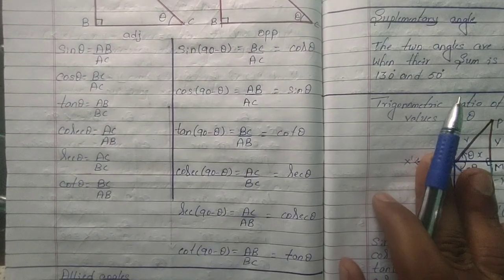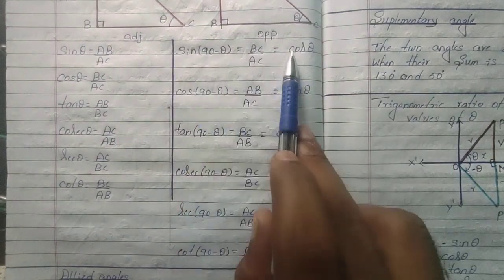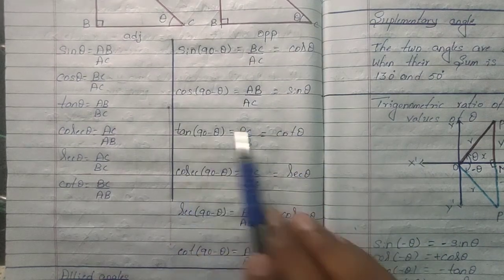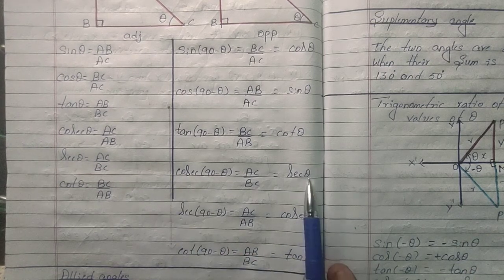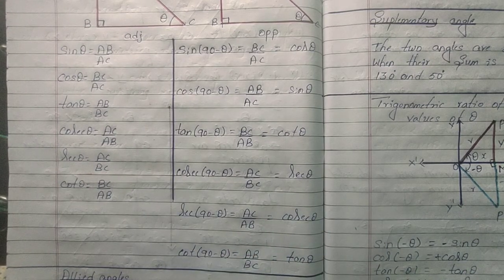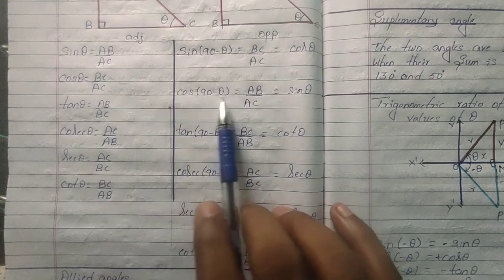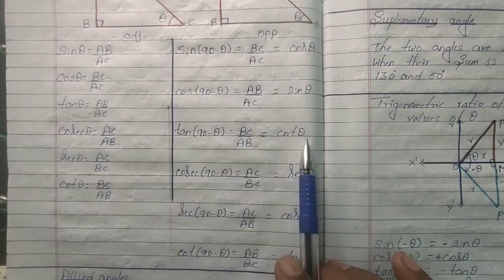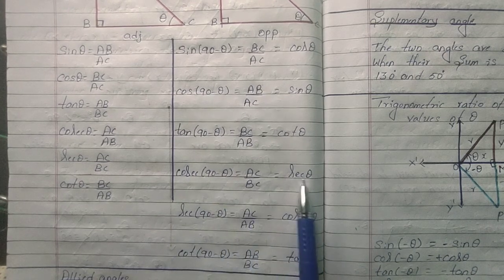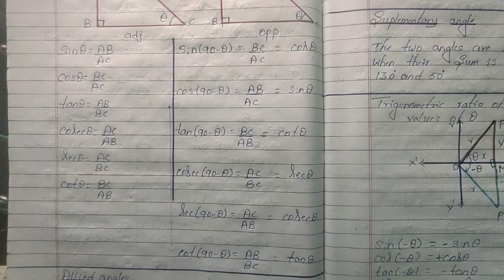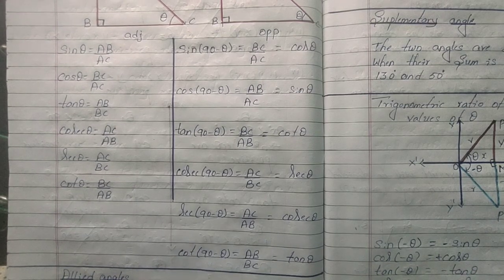So what are we understanding from this? Sin complementary is cos, cos complementary is sin, tan cot, cot tan, secant cosecant, cosecant secant. These are the complementary ratios. When you take sin 90 minus theta, you get cos theta. Cos 90 minus theta, sin theta. Tan 90 minus theta, cot theta. Cot 90 minus theta, tan theta. Secant 90 minus theta, cosecant theta. Cosecant 90 minus theta is secant theta. Okay. Now next, what are allied angles?